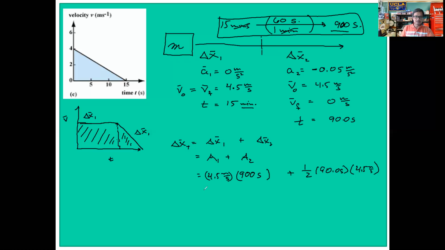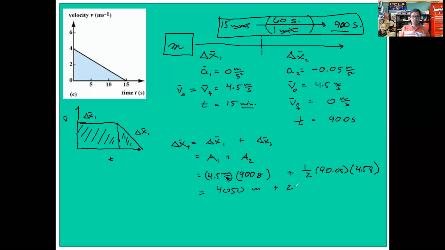All right, so plugging that in, folks, let's go ahead and do so. That's 4.5 times 900, which is going to be 4,050, and the units cancel out, leaving meters. Plus 1/2 base times height. Let's plug that in really quickly, let me punch that in for you. So we have 90 times 4.5 divided by 2, and you get 202.5.